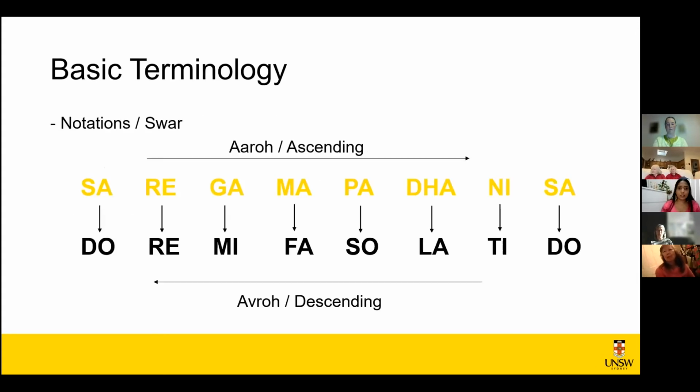Moving to the next slide. Quickly diving into the basic terminology: just as we have notations in Western music, do, re, mi, fa, sol, la, ti, do, we call this swar in Indian classical music. In Indian music, we sing it like sa, re, ga, ma, pa, dha, ni, sa. Sa, ni, dha, pa, ma, ga.